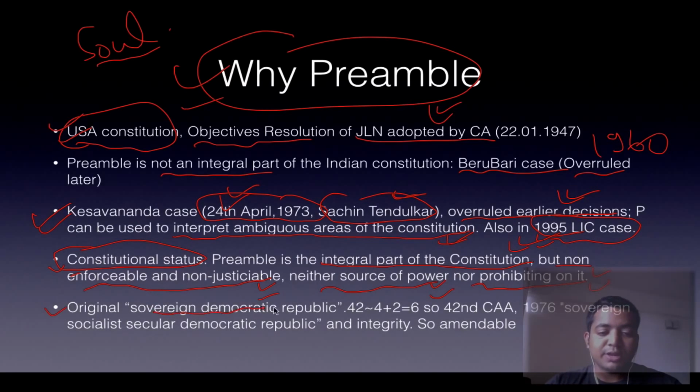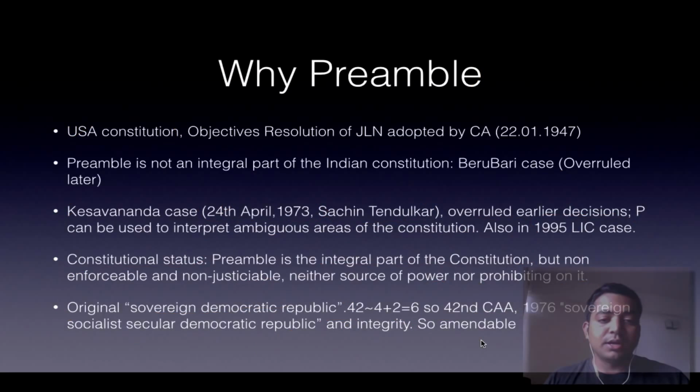Originally it was sovereign democratic republic. How do you remember? 42nd Amendment Act came in 1976. First thing, there was emergency time, that's why it came. Second thing, 4 plus 2 is 6, so 42, 1976. So it is a sovereign socialist secular democratic republic now, and the word integrity also. So why did I write this line? Because some people come and say whether it is amendable or not. So it is very much amendable. It is in the power of parliament.